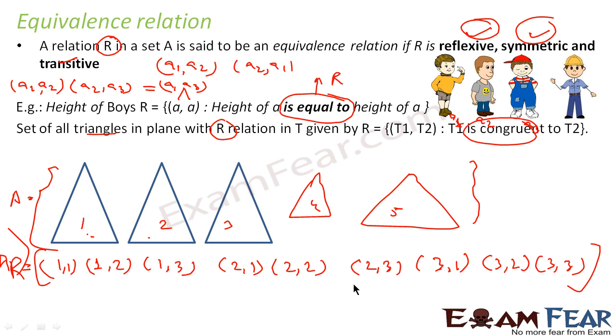So first thing we'll check reflexive. For reflexive, if 1 is there, (1, 1) should be there. It is there. If 2 is there, (2, 2) should be there. If 3 is there, (3, 3) should be there. If 4 is there, (4, 4) should be there. And 4 is there because 4 is congruent to itself. And 5 is also congruent to itself.